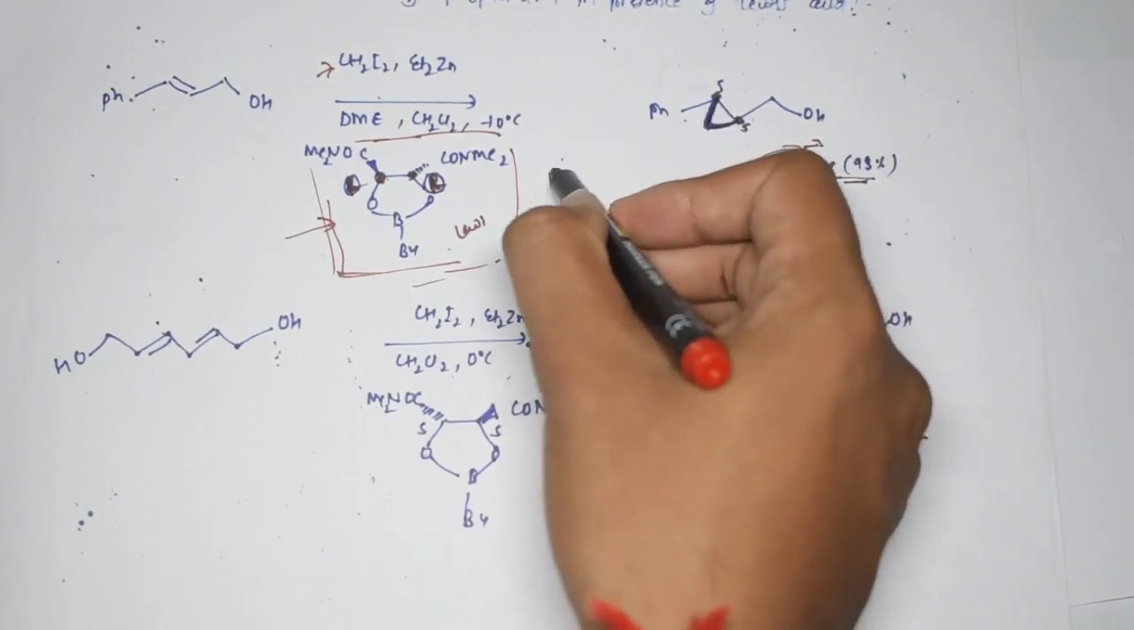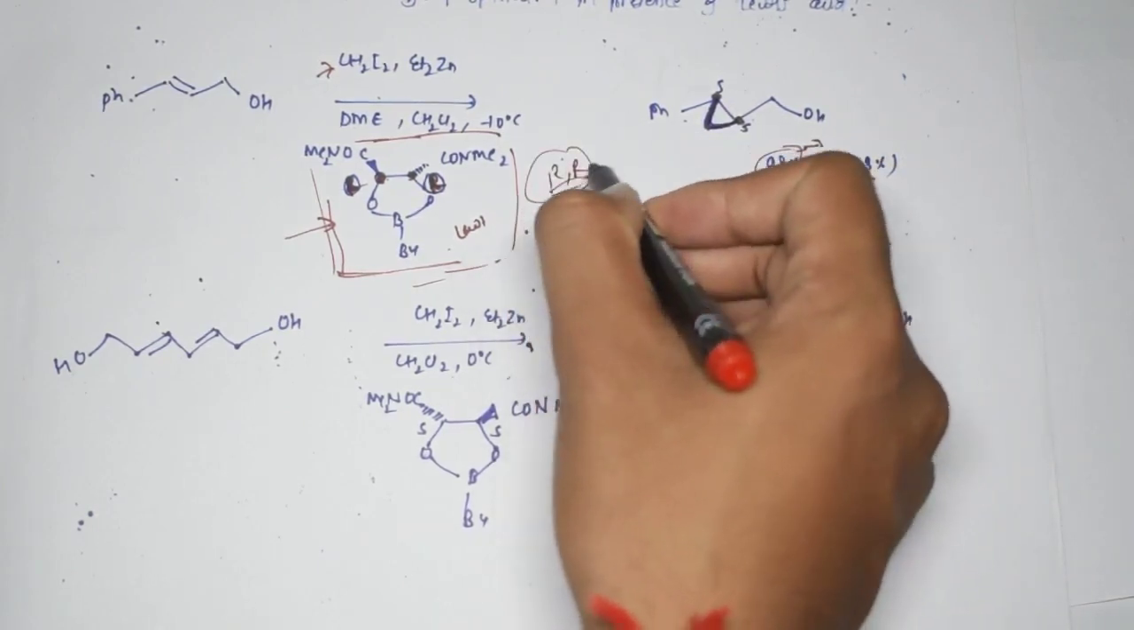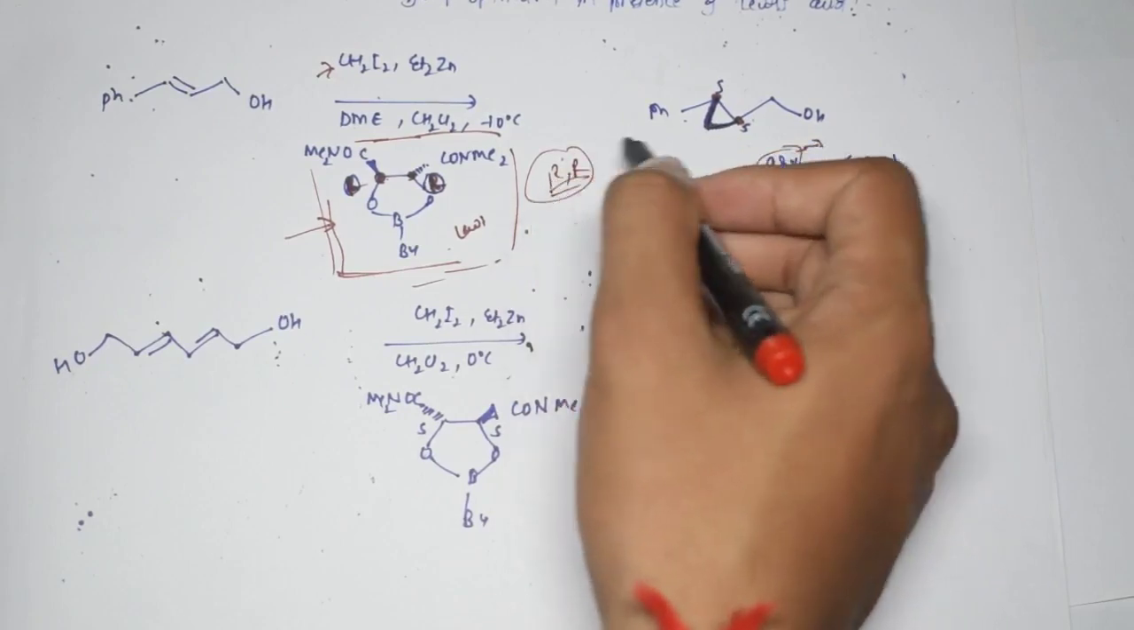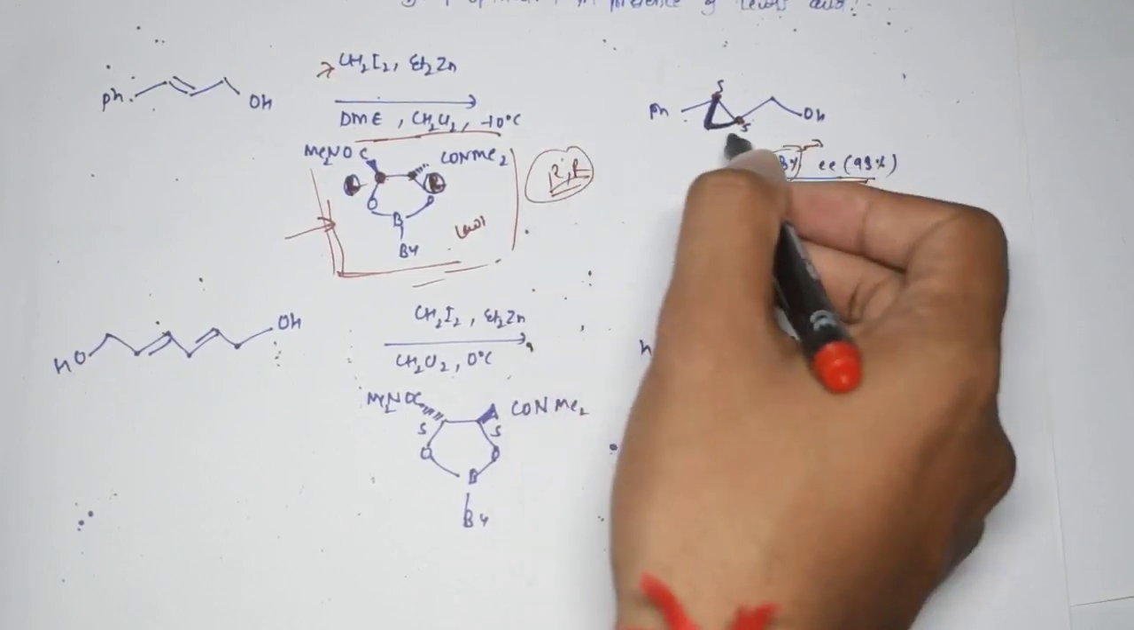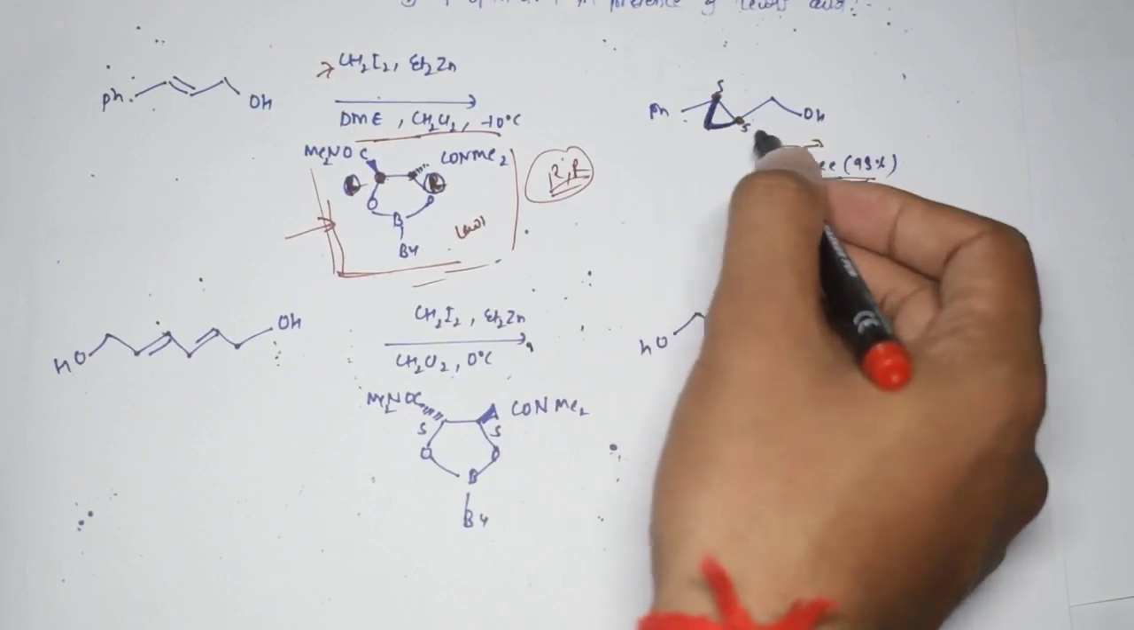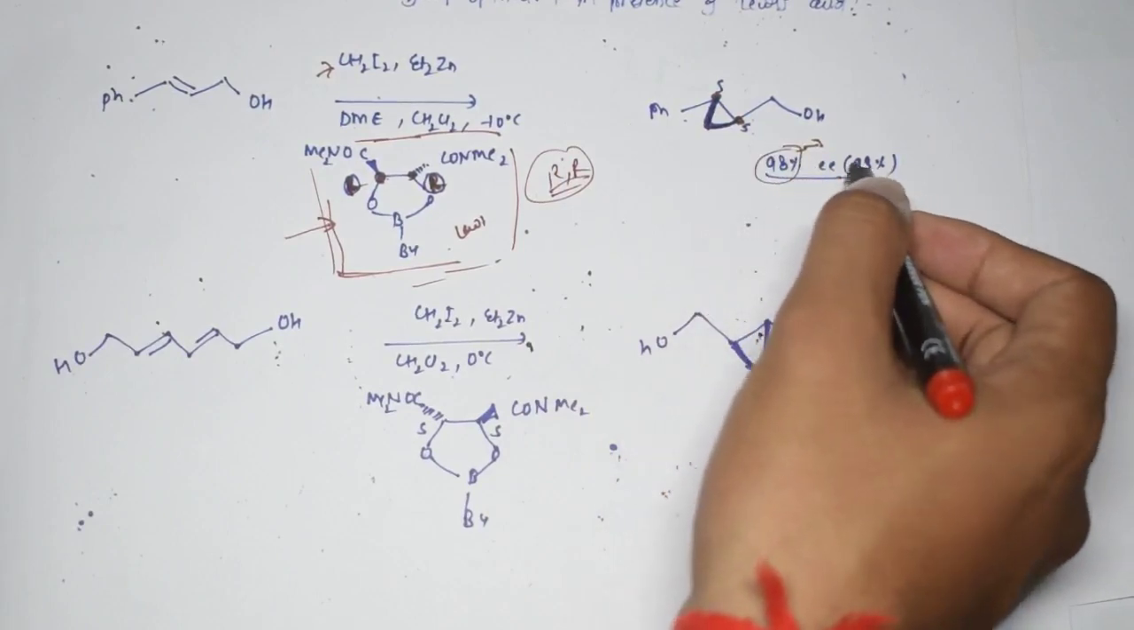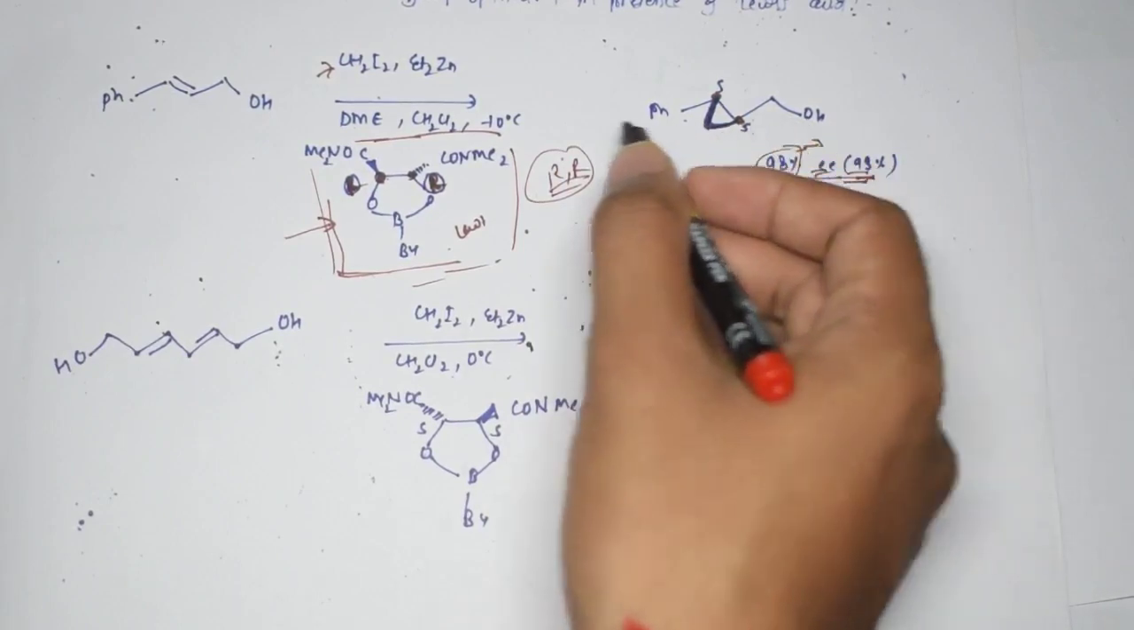It's not like R won't get formed, R will be there, but in organic chemistry we actually talk about the major product. So here the major product will be only S and S, and the enantiomeric excess will be 93% over here.